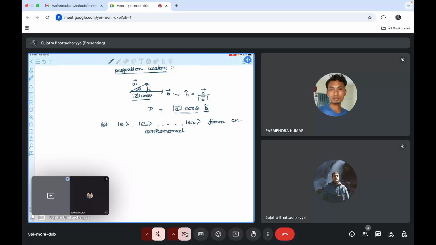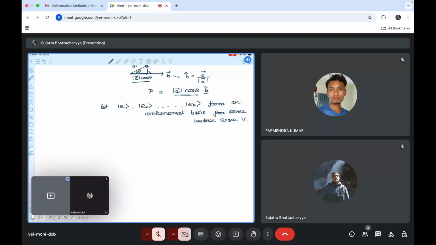Why orthonormal? Normal means one unit magnitude. So these are all unit vectors. Just remember, an orthonormal basis for some vector space. We have discussed how to find out whether a particular set of vectors forms a basis or not. We already discussed this in the last lectures. Okay, so this is the initial point.